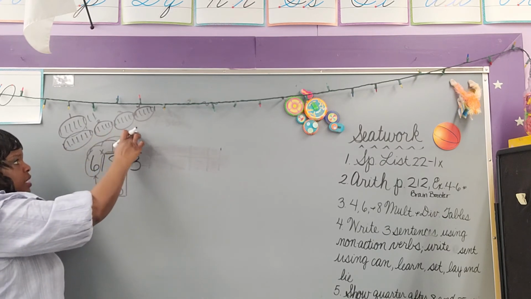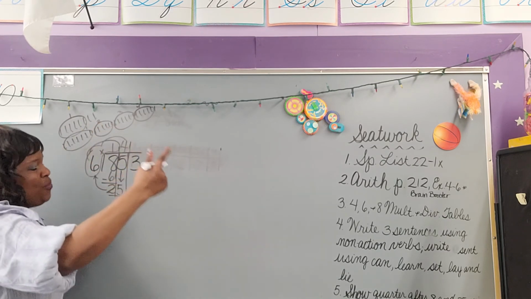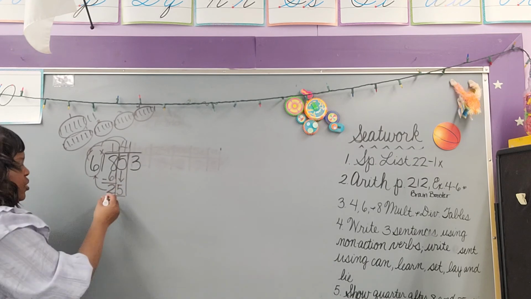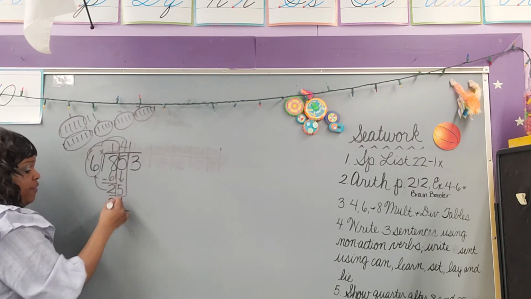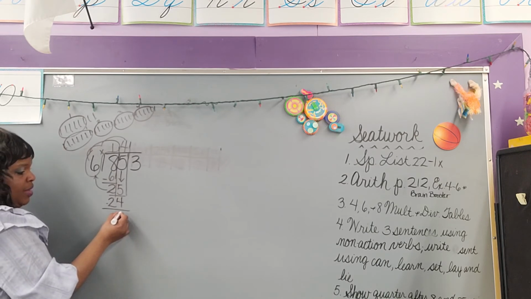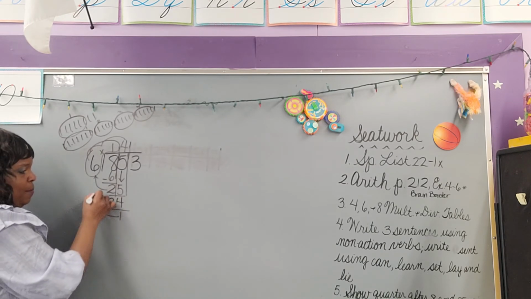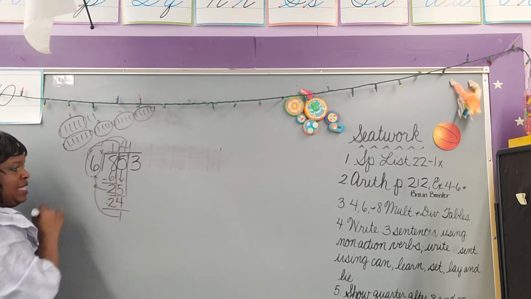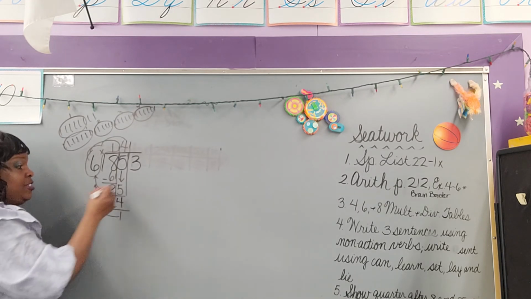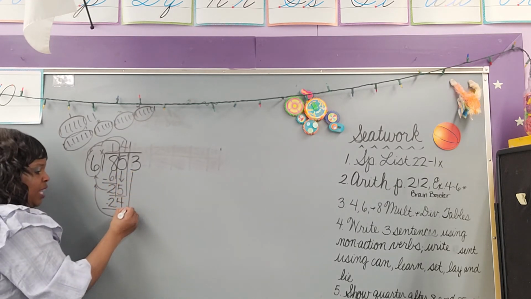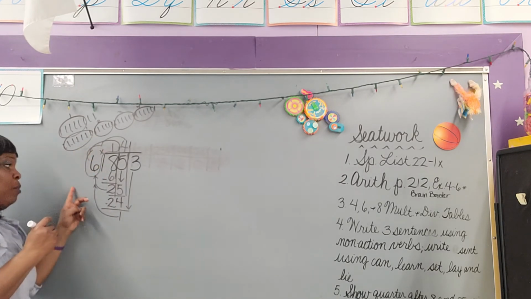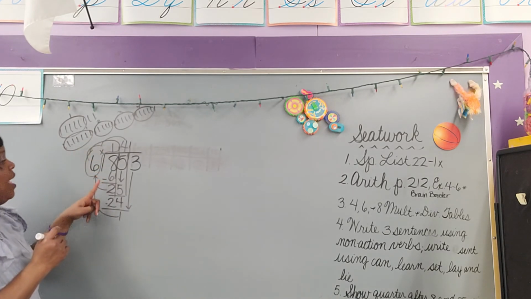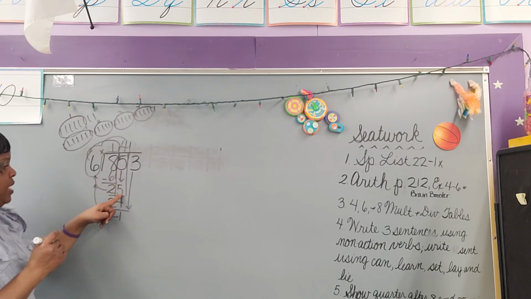6, 12, 18, 24. That's what we just counted. So 24. Subtract: 25 minus 24 is 1. Compare. Is 1 less than 6? It is. So we bring down, because after we divide, then we have to multiply, then we have to subtract, then we compare, then we bring down.